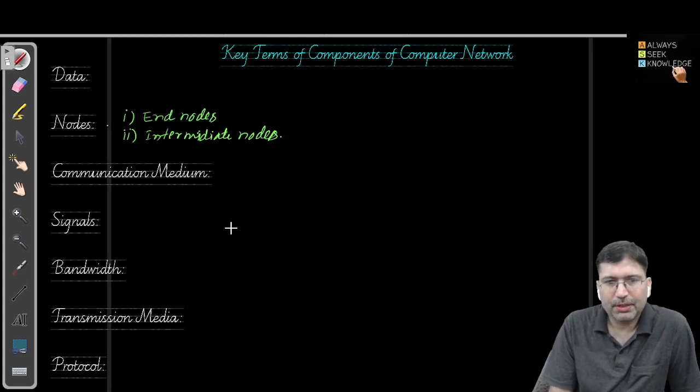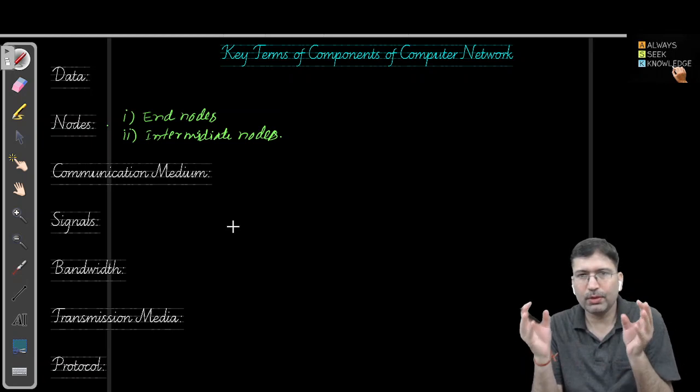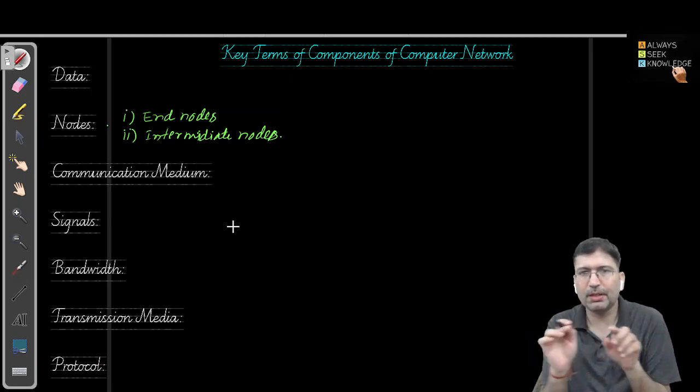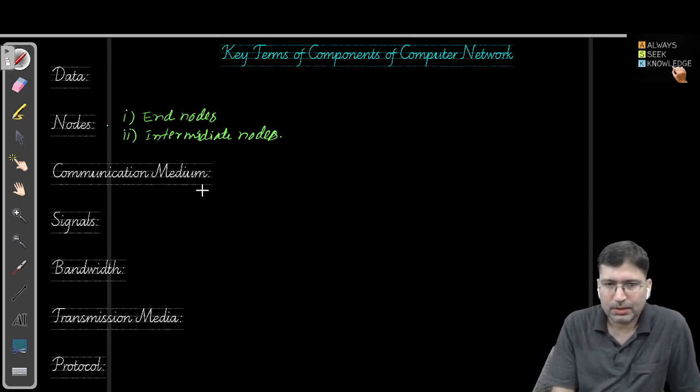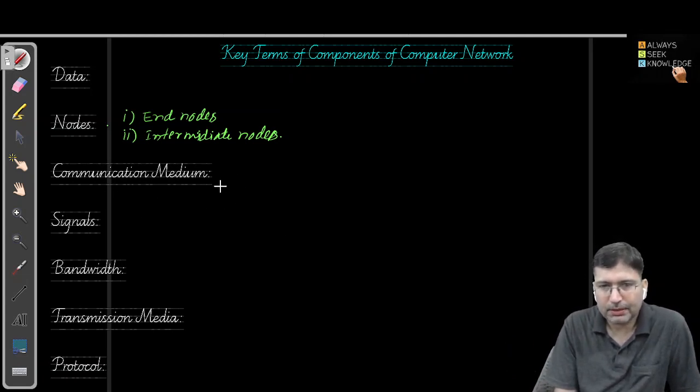Now the communication medium. In order to establish a network between two devices or nodes, there has to be a communication medium, or a channel needs to be established. So what is a communication medium? It provides a way to transfer the information or data. There are two types of communication medium. We have wired medium and wireless. So there are two types: wired and second is wireless.